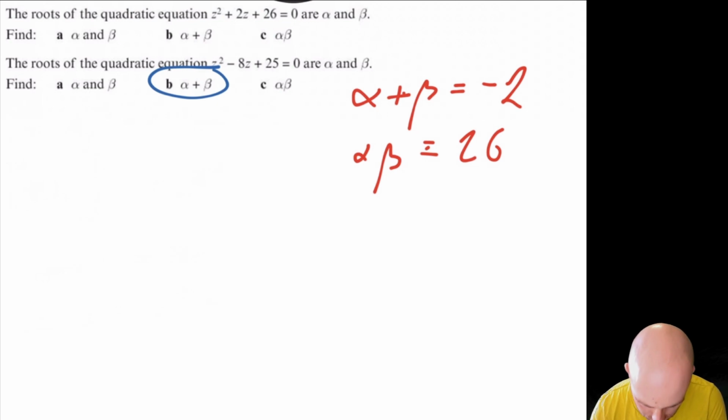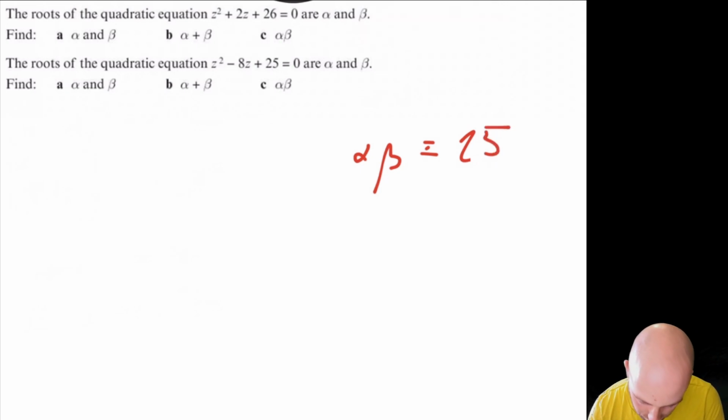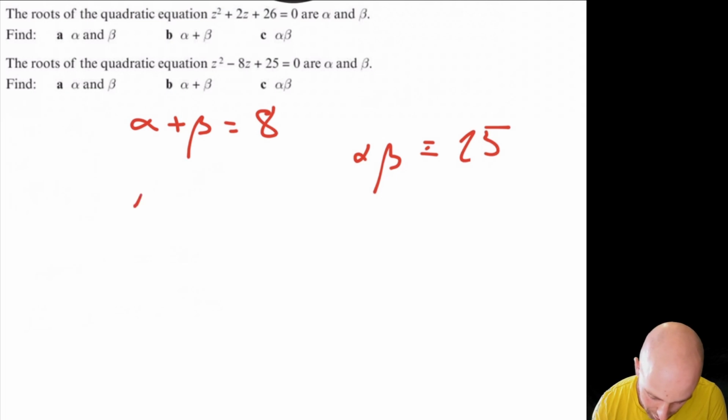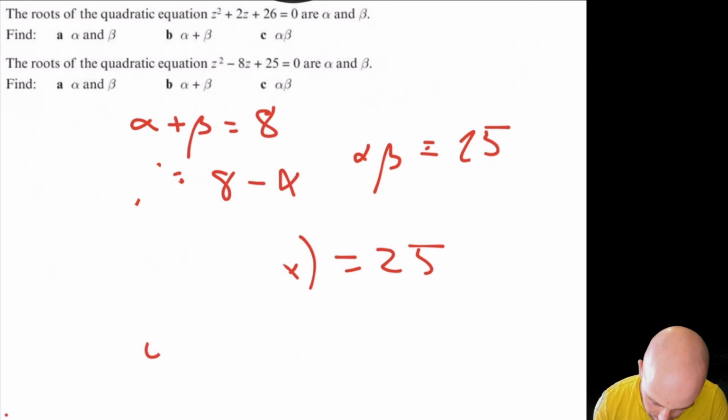Is there something wrong with that last one? No, it's fine. So for this one, we could jump straight into saying alpha beta is 25. We could also say alpha plus beta is 8. So we could say beta is 8 minus alpha. So alpha times 8 minus alpha is 25, 8 alpha minus alpha squared. Oh, this is just going to lead us into the other quadratic, isn't it? It probably is just easier to do it that way then.